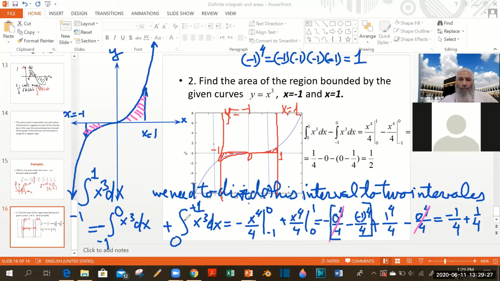We have to put this minus integration from -1 to 0. So this is minus this integration. So the negative sign will be here and here, so this is positive. So this is 1/2. This is the answer.